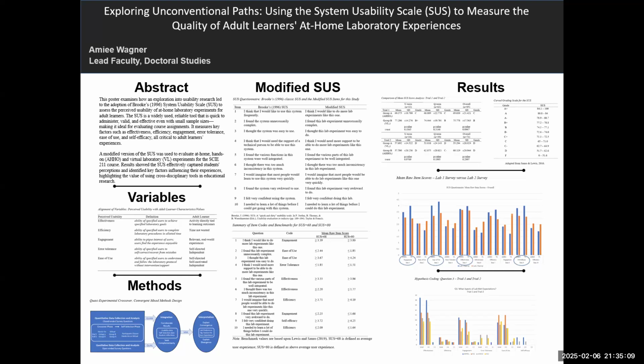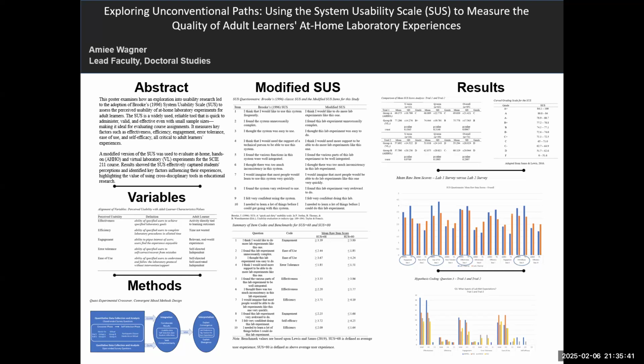However, as I went down a few rabbit holes and did a deep dive into usability research, I found that perceived usability encompassed so much more. It encompassed effectiveness, efficiency, engagement, error tolerance, and ease of use. Upon closer inspection of the definition of those terms, I noticed there is a great deal of overlap or alignment between these variables and the learning preferences for adult learners. Now, I just needed a tool to measure these variables.